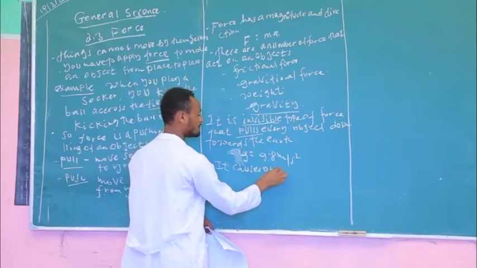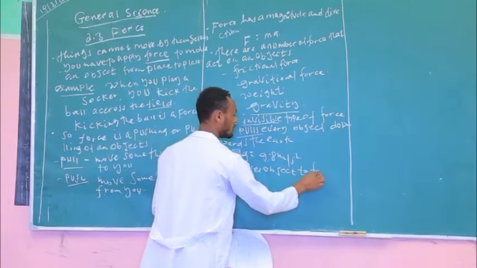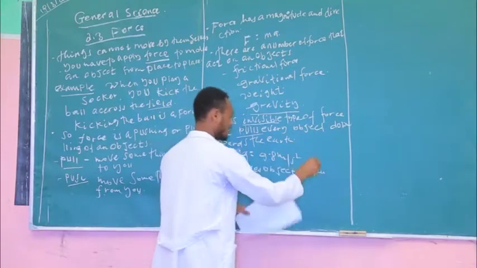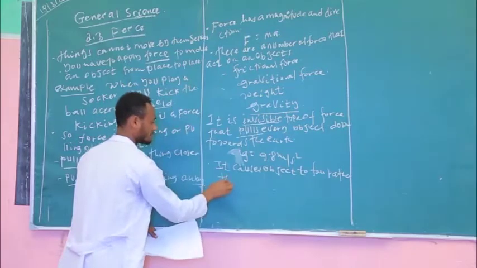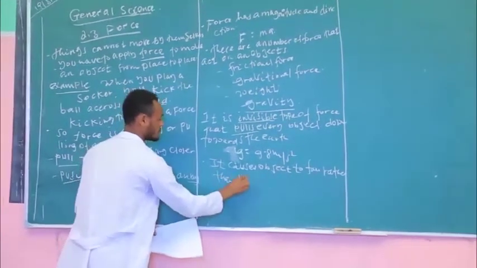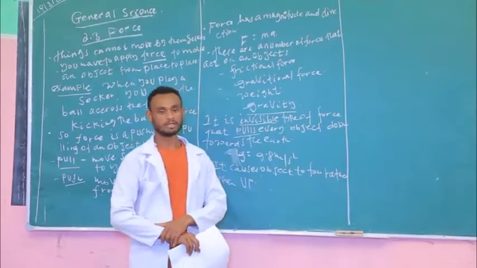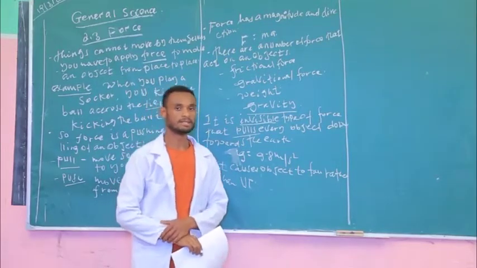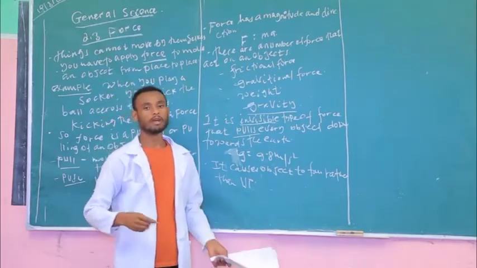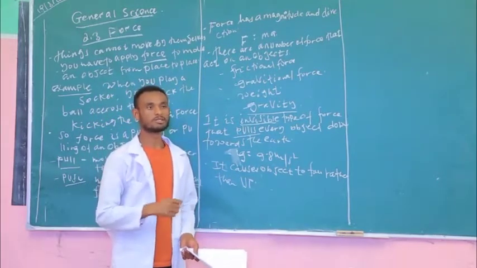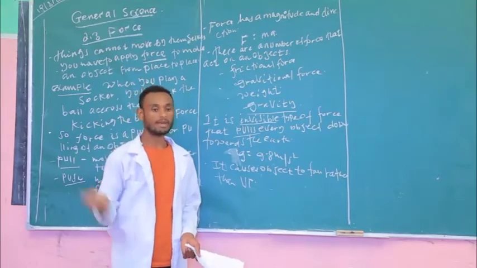So gravity causes objects to fall rather than go up. Have you got the point, students? For example, let me ask you one question. Why, when you throw a given object up, does it come down?